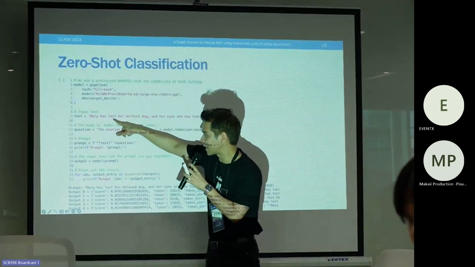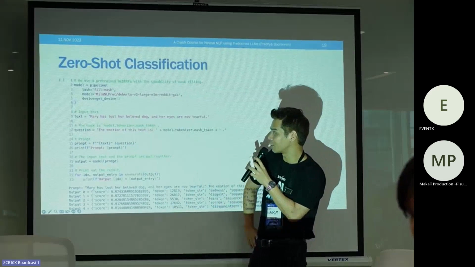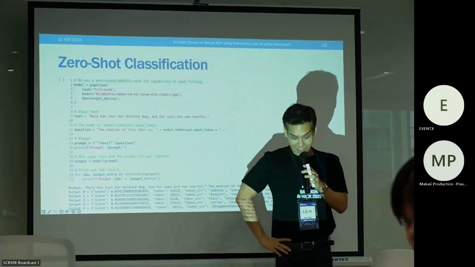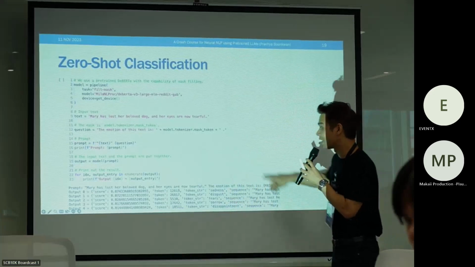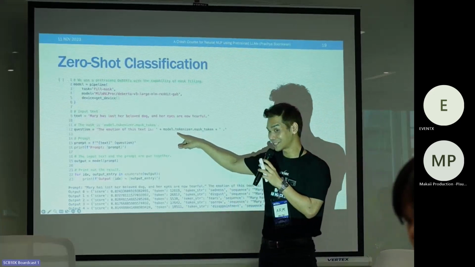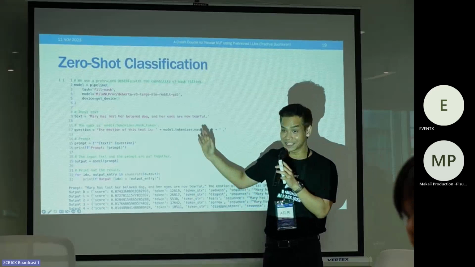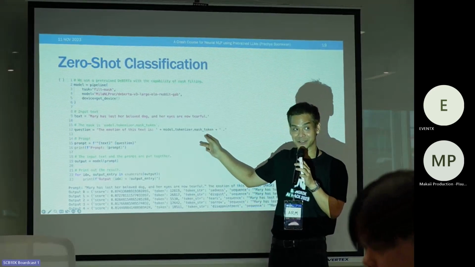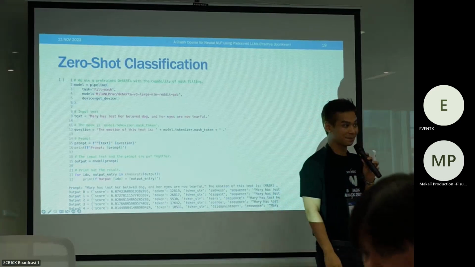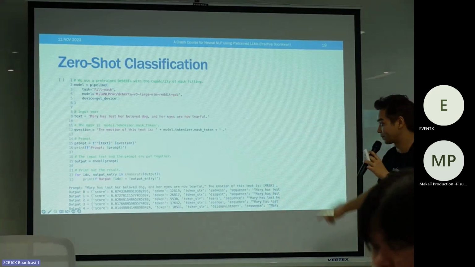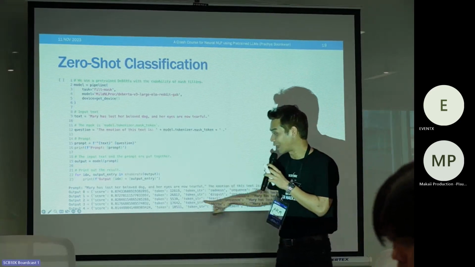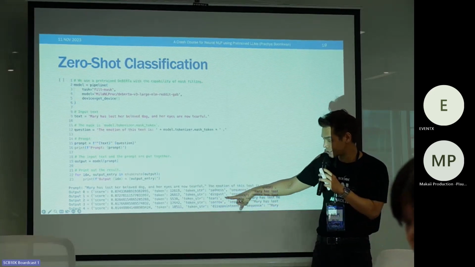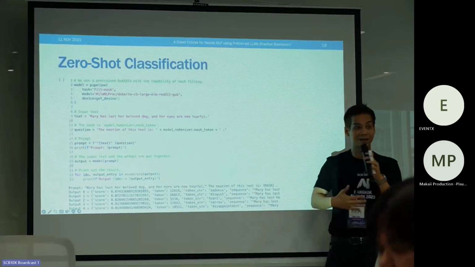The input text is like this: Mary has lost her beloved dog and her eyes are now tearful. Can you show the emotion of this text? Things like that. This is emotion detection, and you use zero-shot learning to do that. Easy, right? And then when you run the model, you get the output just like this: sadness, disgust, tears, sorrow, disappointment, things like that.